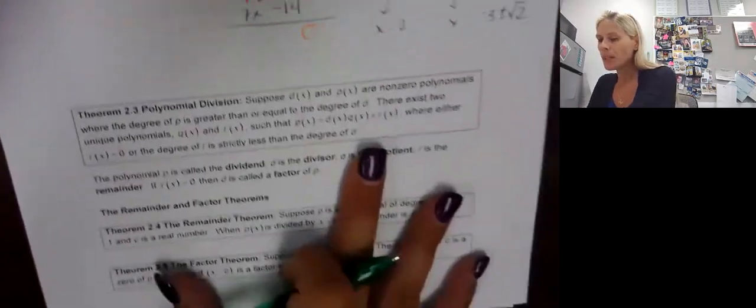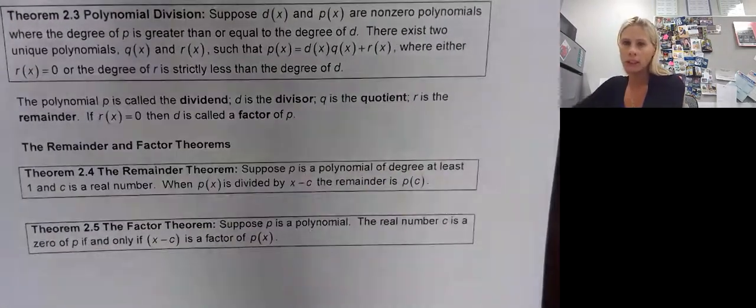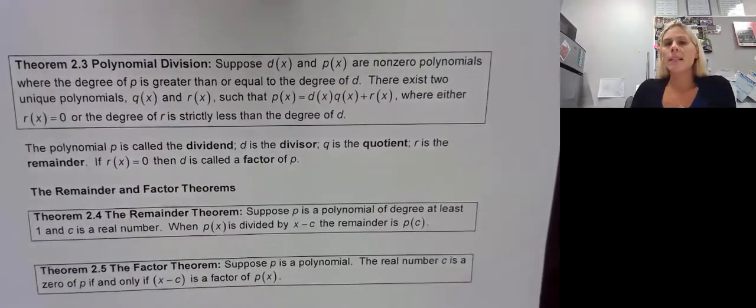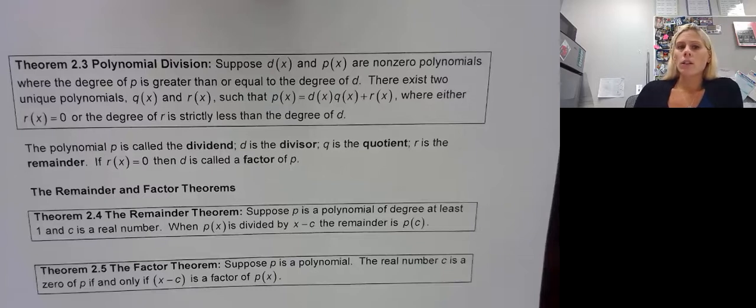Okay? So let's go over some definitions right here. Polynomial division. Suppose that d of x and p of x are non-zero polynomials with the degree of p greater than or equal to the degree of d. Okay? There exist two unique polynomials, q and r, such that p equals d times q plus r, where either r equals 0 or the degree of r is strictly less than the degree of d. Well, what does that mean?